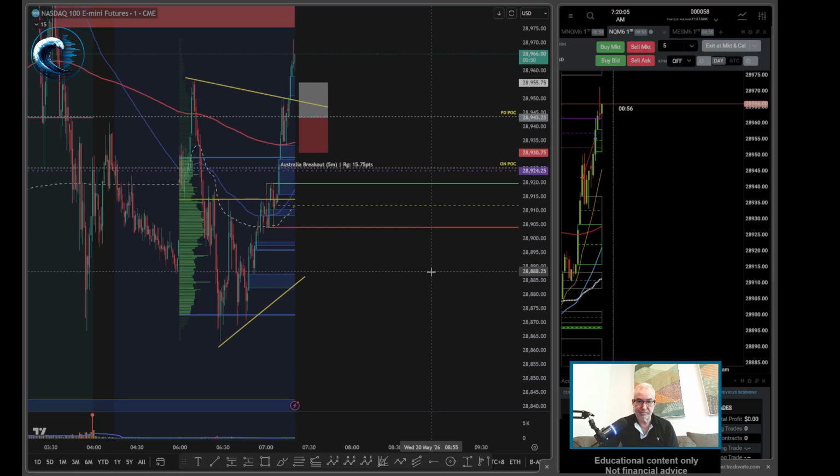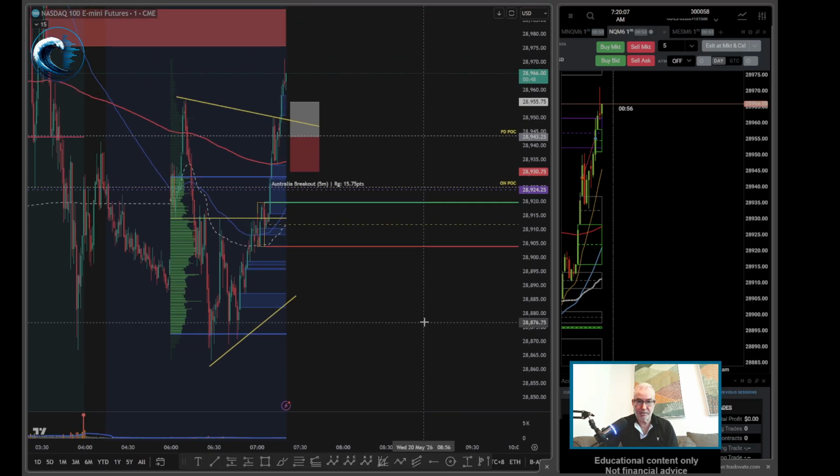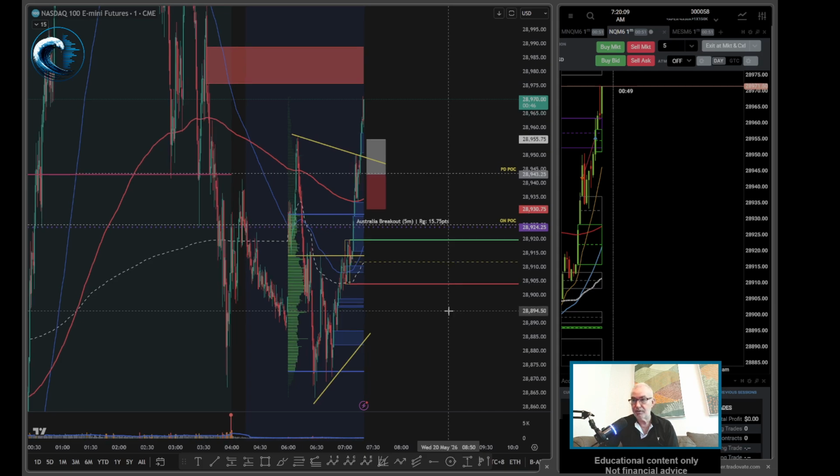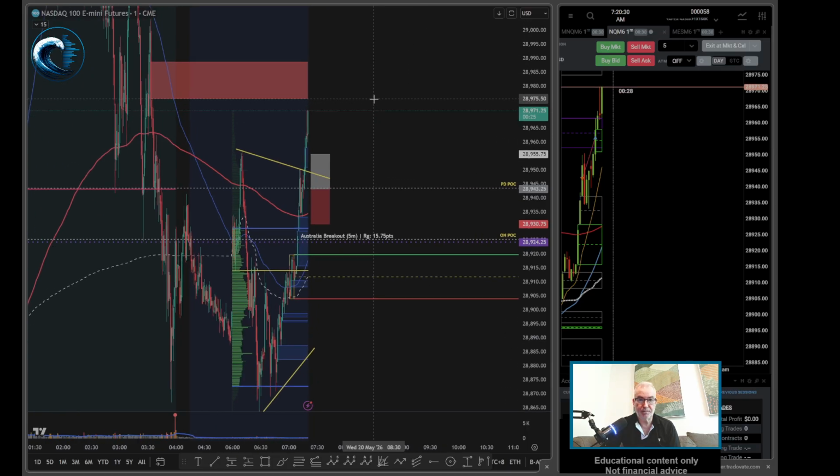So, Tokyo. Was there any news? Did I check? What's it going to do here? Should get a bit of a pullback, a reaction at least from here.